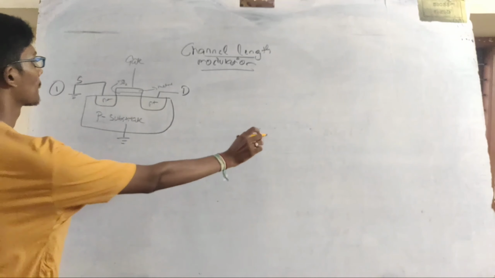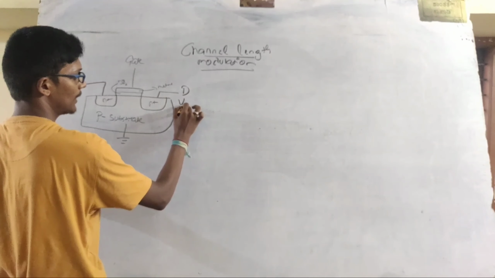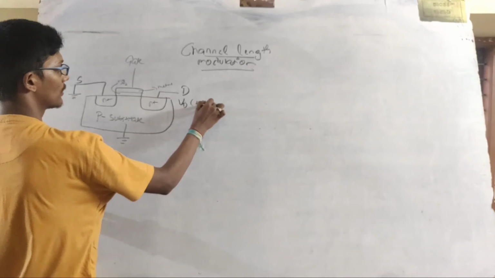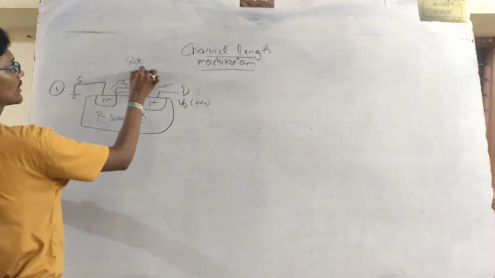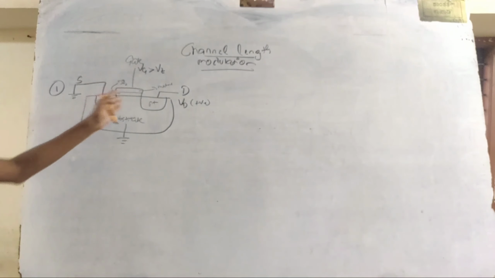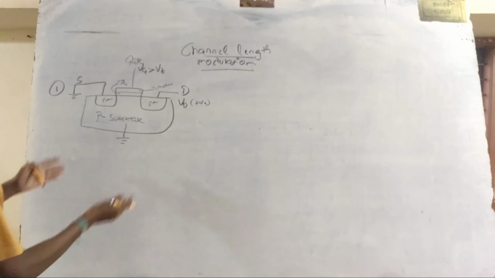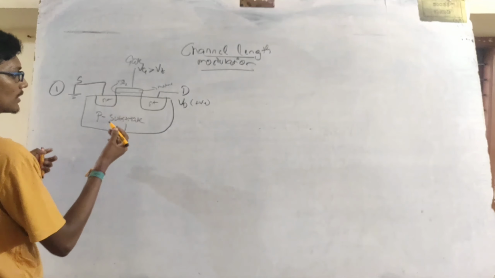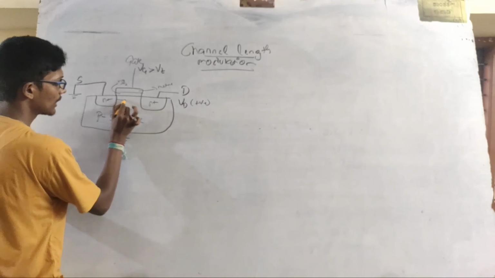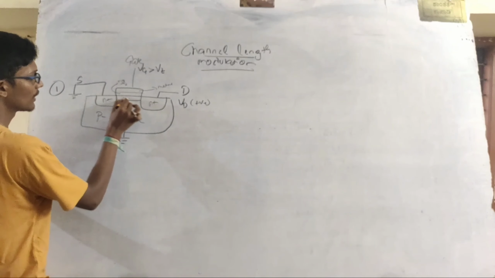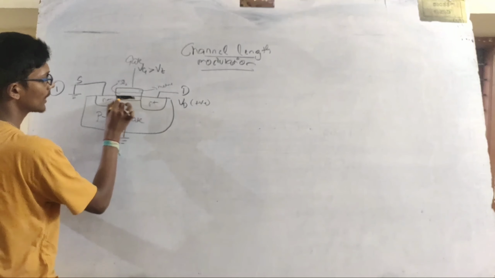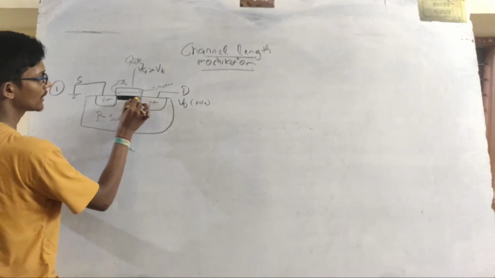What I will do is apply VD, which is positive. Gate voltage VG should be greater than VT, the threshold voltage, to form an inversion layer here. When this connection is made, the channel is formed. The channel will not be linear like this. In many representations we have seen the channel drawn in this form.